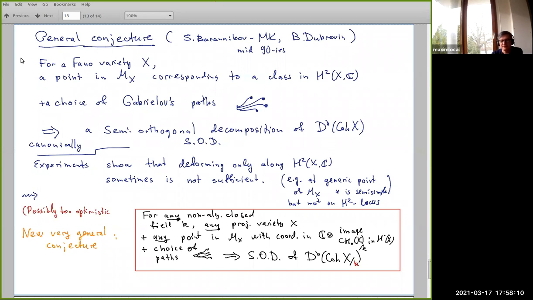And now I'll make an absolutely crazy conjecture for which I have no solid evidence. It's maybe very optimistic, and if it's true, it will be an absolutely fantastic conjecture. And I have no idea how to approach it. I formulate it in very, very general universality. So take any field K, non-algebraically closed, or maybe algebraically closed, maybe in positive characteristic. Take any smooth projective variety over this field.